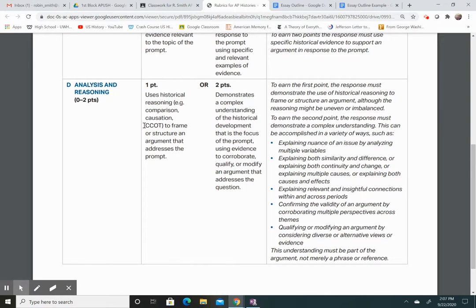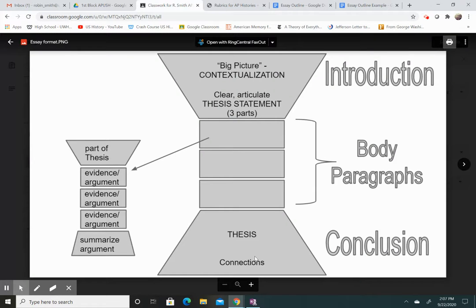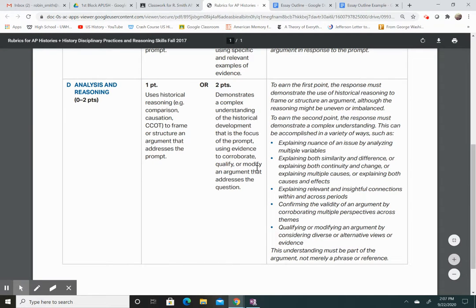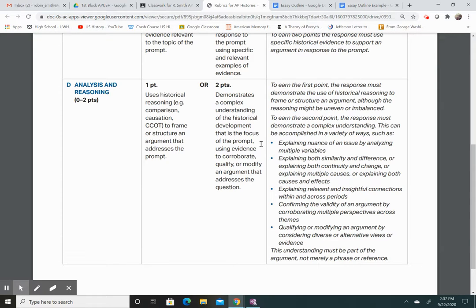And then in my conclusion, if we look back here, our conclusion restates our thesis and it makes some connections. It's going to make connections to events that happen after. So we've got the before events, we're talking about how the war is impacting the relationship, and then what happens after that. And then the second point is where we demonstrate a complex historical understanding. And we can do this by explaining both continuity and change over time.